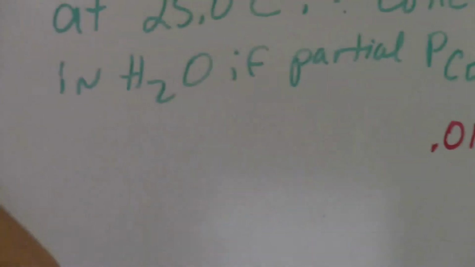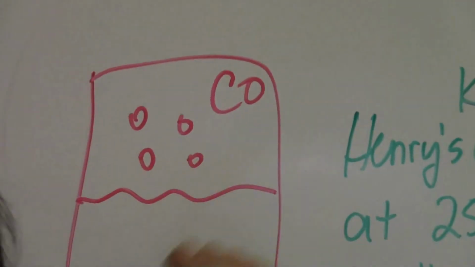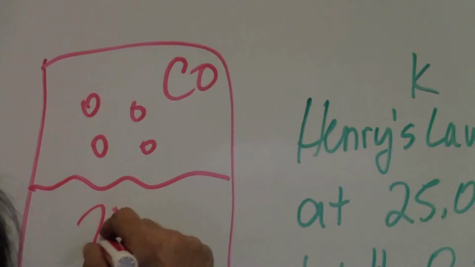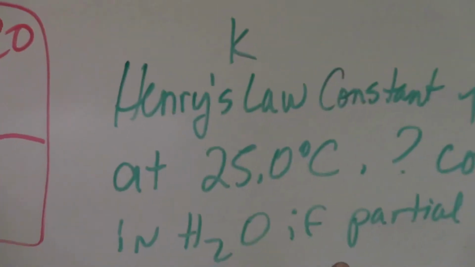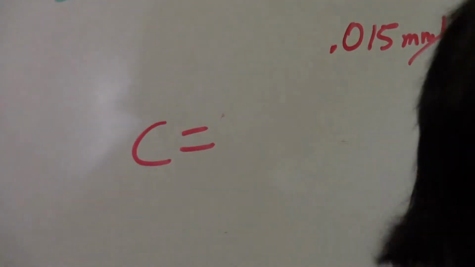So we have carbon monoxide gas over a solution of water. They want to know what's the molarity or the solubility. Here's our formula. C equals Kp.